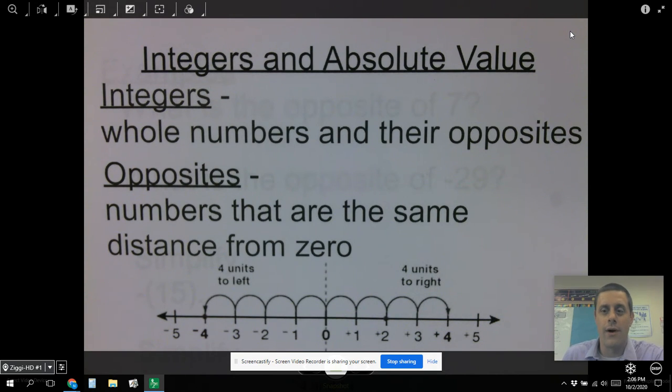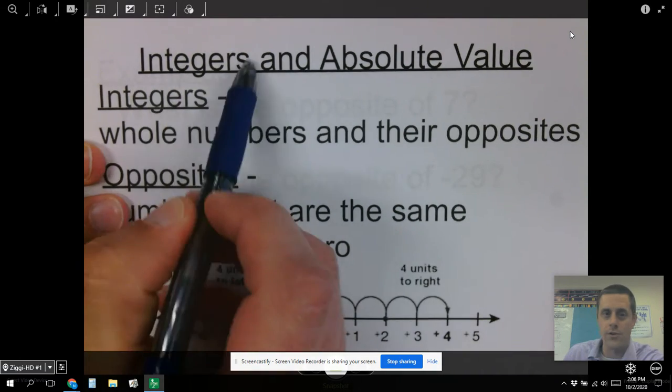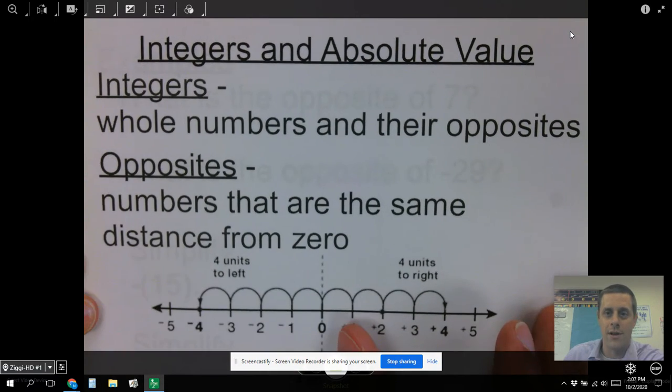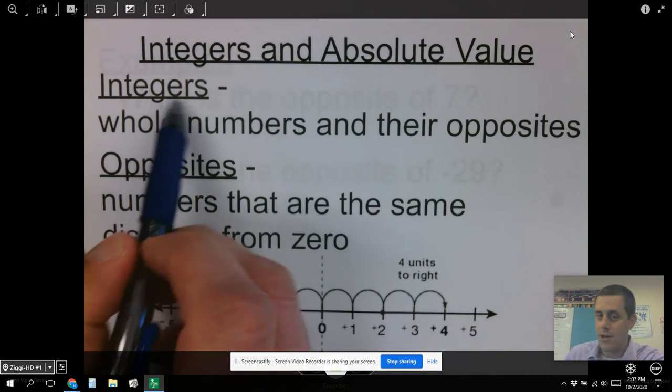Irwin, ready to bring to you a brand new unit, a new topic of study. Today we're going to start our unit on integers, and today also talk about absolute value. Right at the beginning, let's talk about integers.